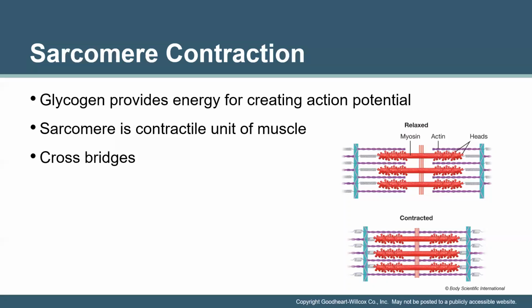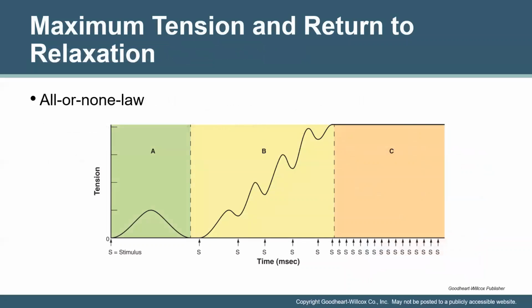We can talk here about something. Well, let me look at this. Let's look at this graph first. Okay, this is maximum tension and return to relaxation. If you look at the time span here, also the amount of tension delivered in a muscle, you can have a stimulus, but if it's not enough to reach a threshold, it's not going to have the muscle go into contraction. That is basically what we're saying there.